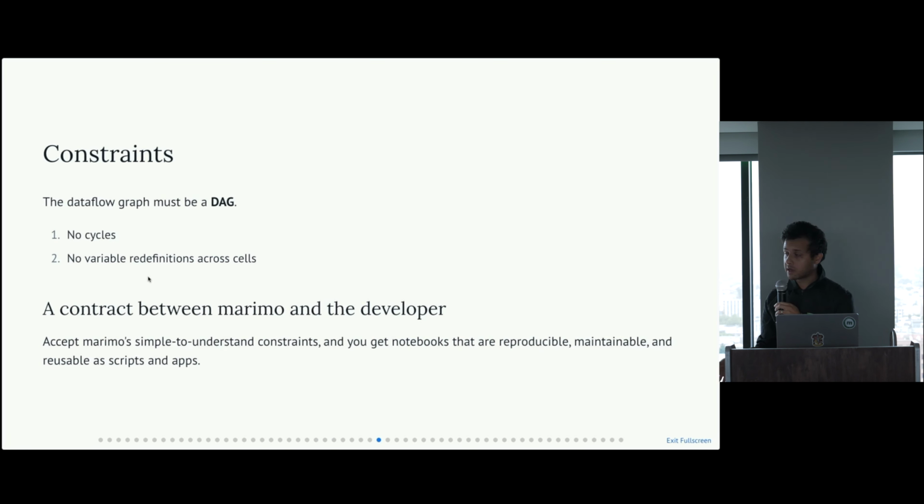There are some constraints on the kind of code that a user can enter into a Marimo notebook. The main thing is that the Dataflow graph has to be a DAG. That means you can't have cycles, and it also means you can't redefine variables across multiple cells. That's the biggest thing our users have to get used to in order to use a Marimo notebook. But if you accept those simple-to-understand constraints, you get notebooks that are reproducible, maintainable, and reusable as scripts and apps. You get a lot of benefits, and we find that our users are willing to make that leap. But it is a leap that you do have to make.